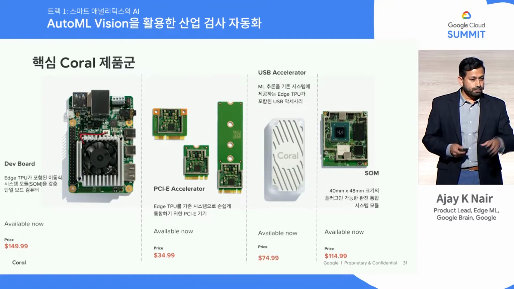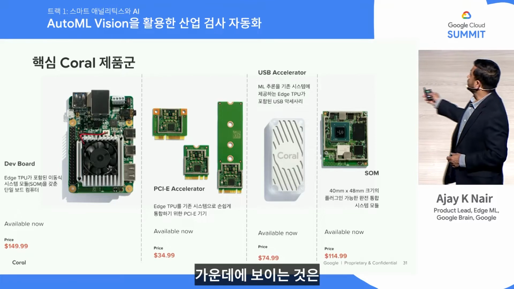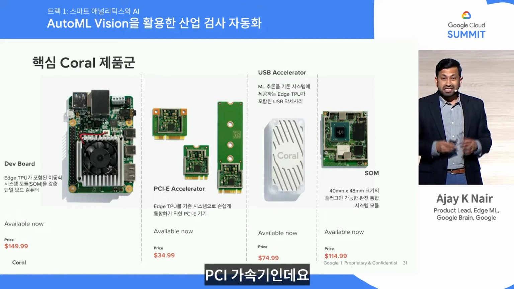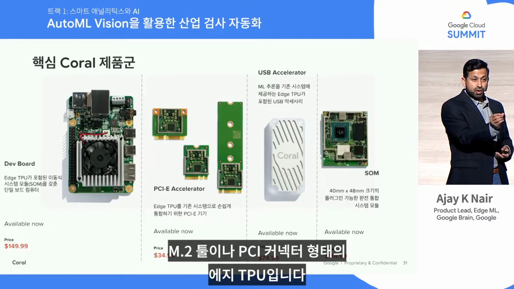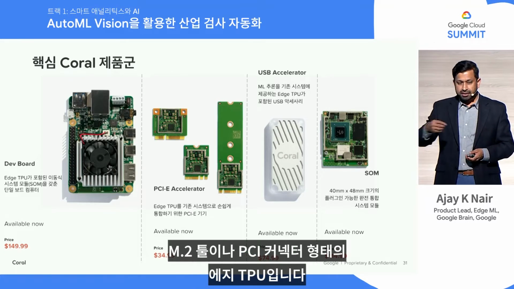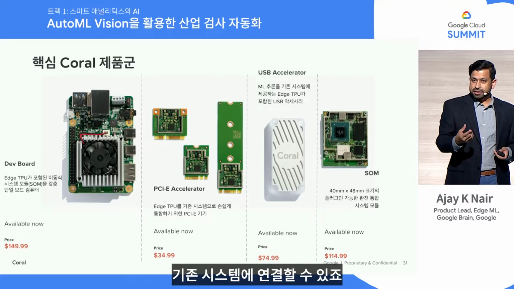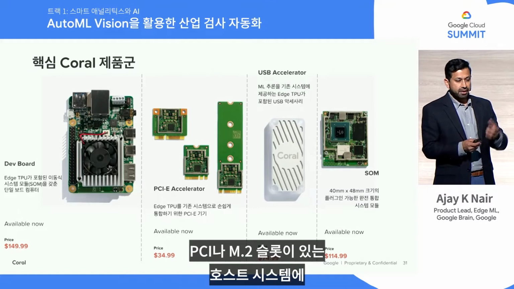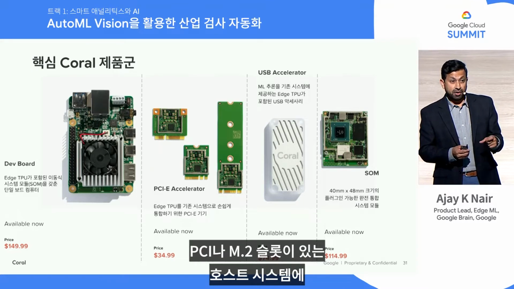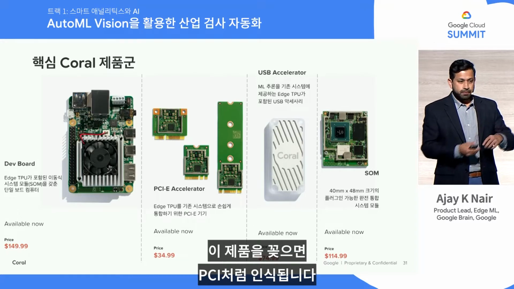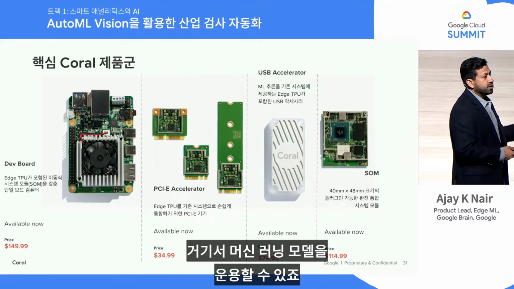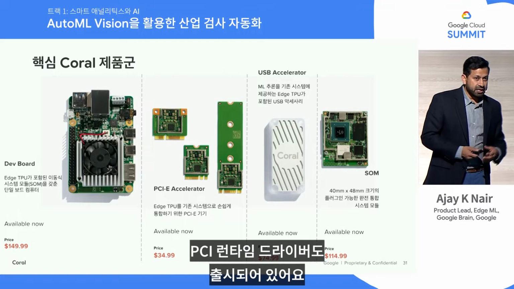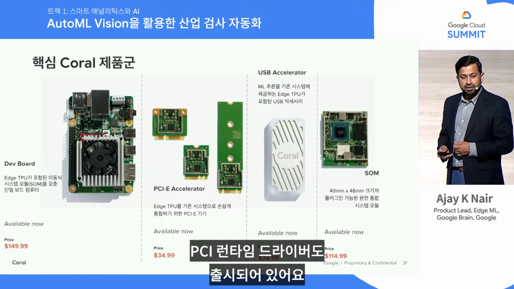run it on there. What we see in the middle is the PCI Accelerator. So it's the edge TPU available either as an M.2 or a mini PCI form factor that you can plug into existing systems. So if you have a host system which has a mini PCI slot or an M.2 slot, you can plug these in to your system. It would look like a PCI endpoint, and you can run your machine learning models on those. We have the PCI runtime drivers available.